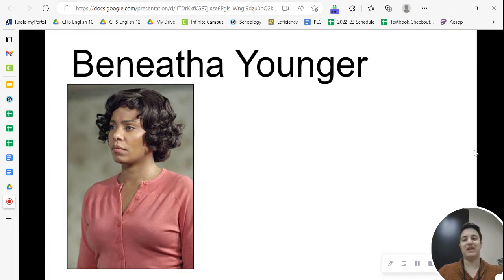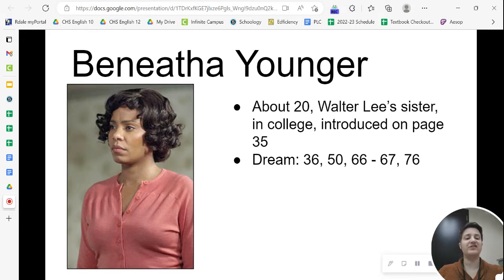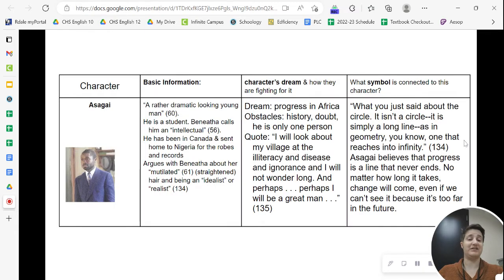And finally, Beneatha. She's about 20 years old, Walter Lee's younger sister. She's in college and is working towards medical school, and she's first introduced on page 35. We can find quotes about her dream on pages 36, 50, 66 through 67, and 76. There's a number of options for symbols connected to her. Some that we've talked about are her hair, the robes she wears, medical school itself, lots of possibilities.